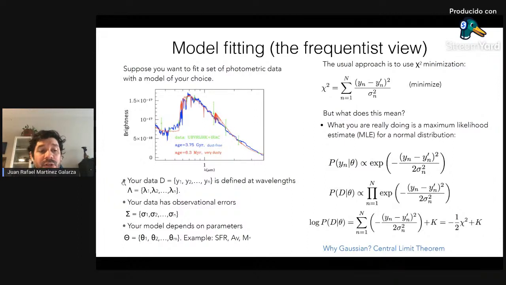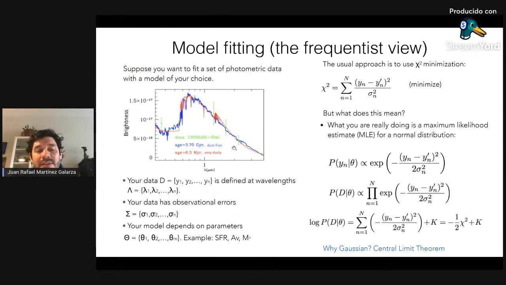Well, you have your data, of course, and your data are basically your measurements of the flux in the different wavelengths. So you have flux that I'm calling Y1, Y2, et cetera, for different lambda positions, so for different values of the wavelength. Each of them has associated errors, sigma. Sigma one would correspond to the error of this data point, et cetera. And your model, whatever model you're applying here, depends on certain parameters, right? For example, those parameters can be the star formation rate, the stellar mass, the obscuration, et cetera.